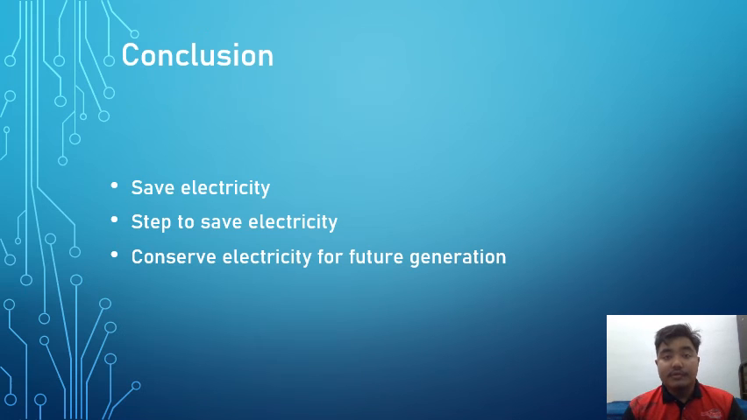To conclude, we should save electricity because electricity is the backbone of modern society. For instance, unplug or switch off when not in use. Our life will go back to the primitive age without electricity. We should take every step to conserve sources of electricity for future generations.